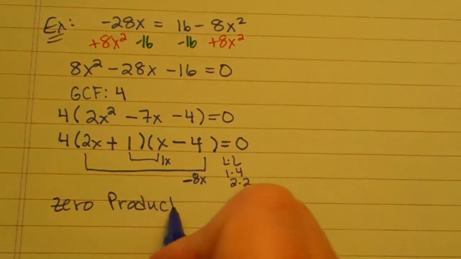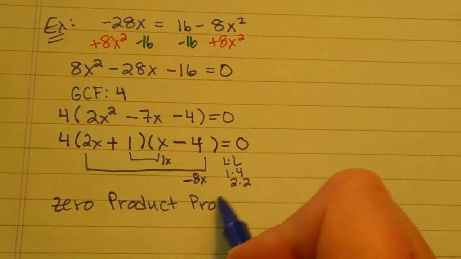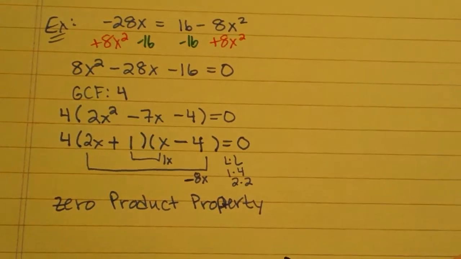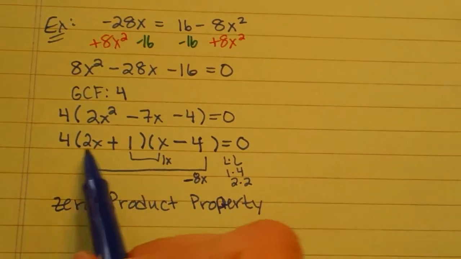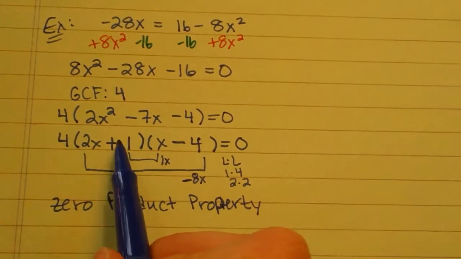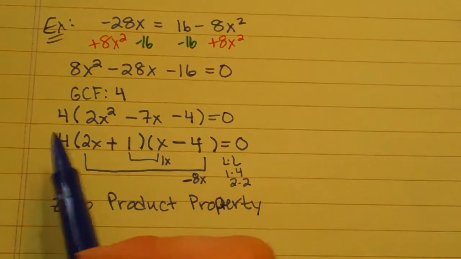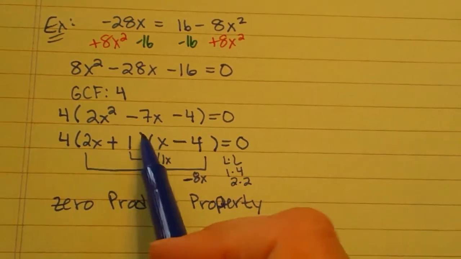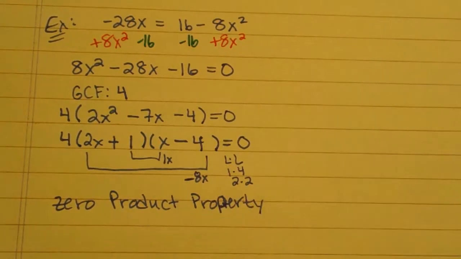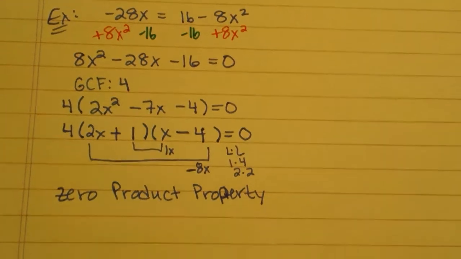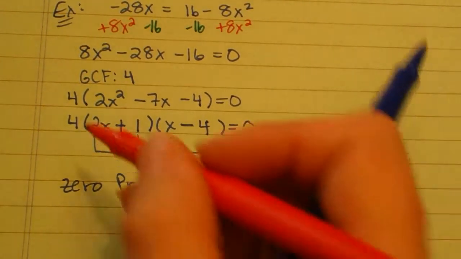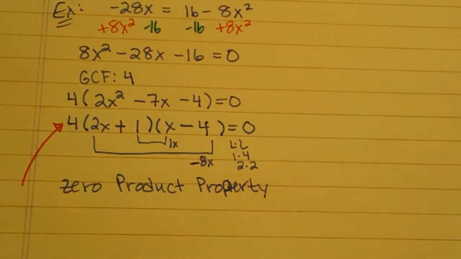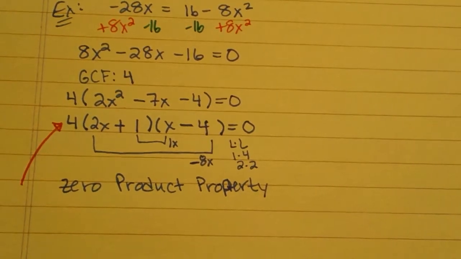that says when I have a product whose result is 0, then one of the factors that are multiplied has to equal 0. So if I look at this equation, I actually have 1, 2, 3 factors. Remember, a factor is something that's being multiplied. So I have 4 times the parenthesis 2x plus 1 times the parenthesis x minus 4. But we are not going to set that 4, that greatest common factor, equal to 0, because remember in our steps we said earlier that we set each part, each factor that contains a variable equal to 0.